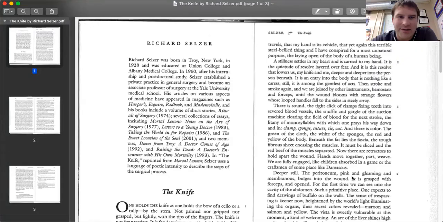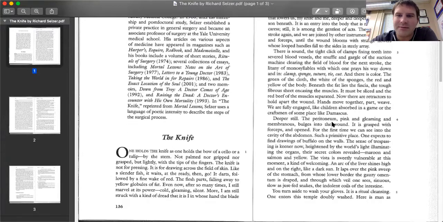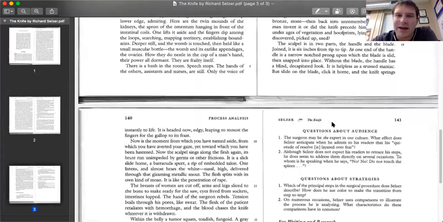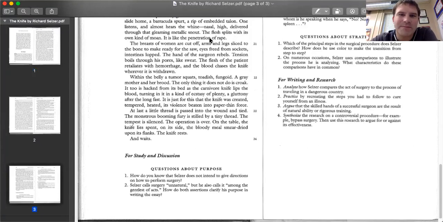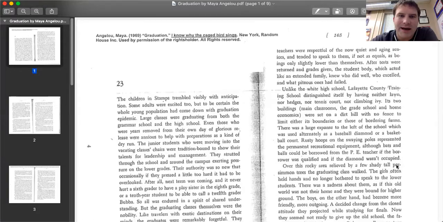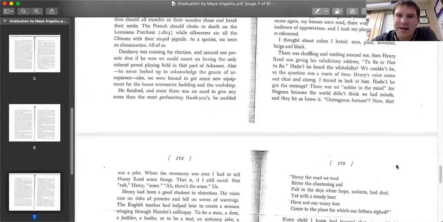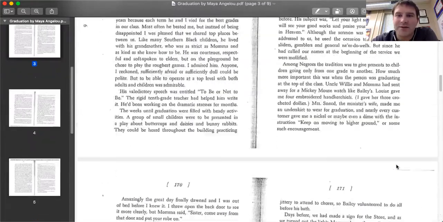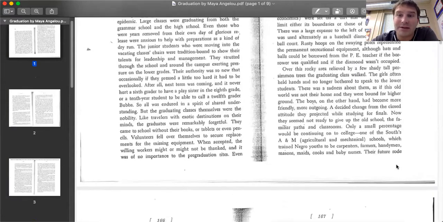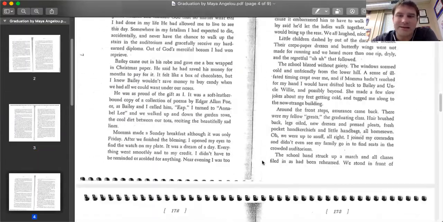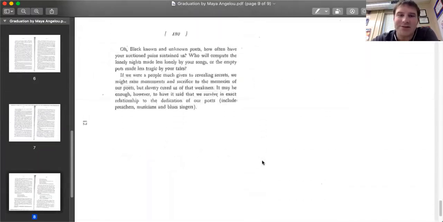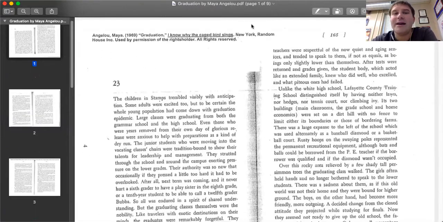Then I also have The Knife by Richard Selzer. This is another piece of nonfiction. It's talking about a surgery, and the way he personifies the knife is a very interesting way that he portrays this. And then the last one, which I said is probably the best one, is Graduation by Angelou. It's talking about when Maya Angelou graduated from school, and this was a different time, a different place. She grew up in Georgia, and it deals with race and a variety of issues, but it's an interesting take on her coming to an understanding, and a personal story that she has.